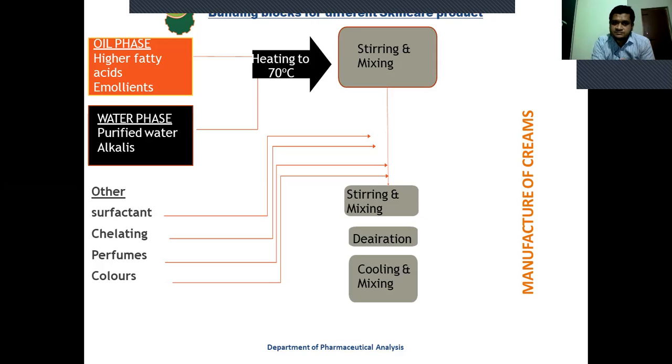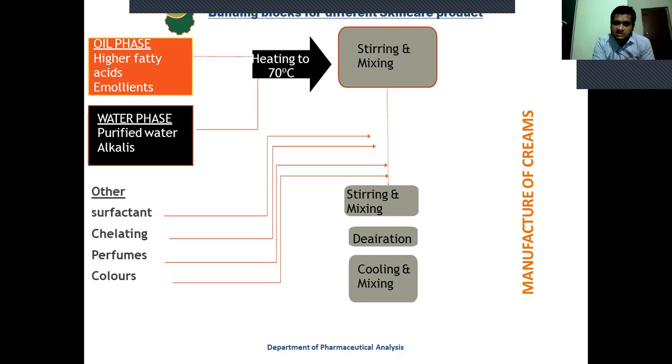Now whenever both beakers come up to 70 degrees, you have to mix the two phases. One thing I have to add here: the surfactant, the emulsifying agent, you have to add previously only. The emulsifying agent is normally a hydrophilic substance, so you can add it in the water phase. Now both these phases, after heating to 70 degrees, you have to mix properly. It will be a continuous mixing.